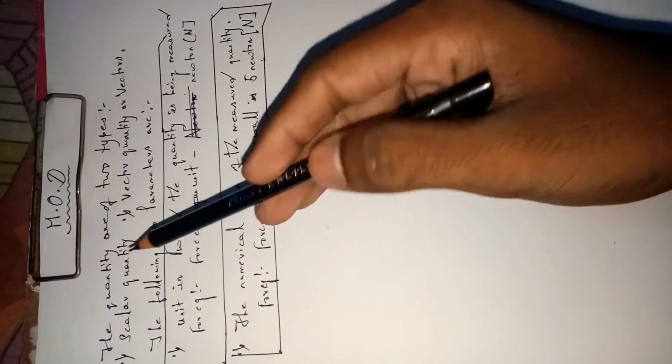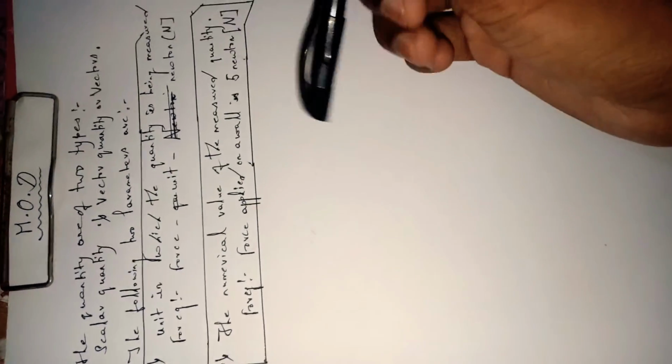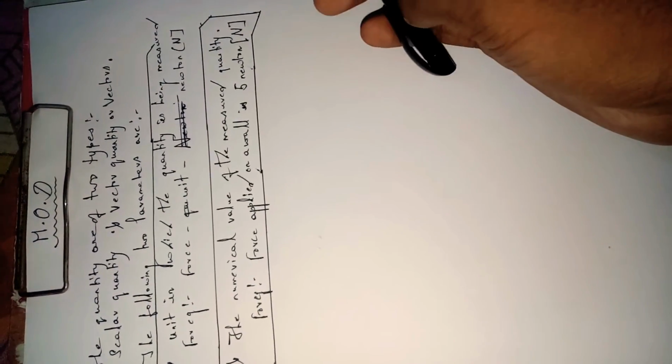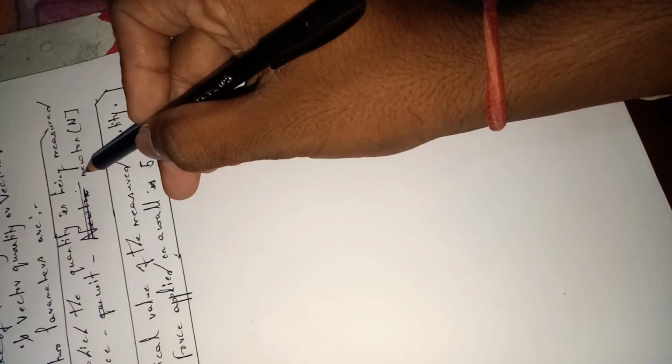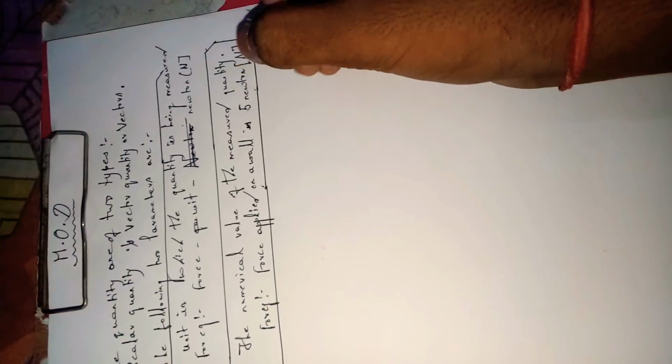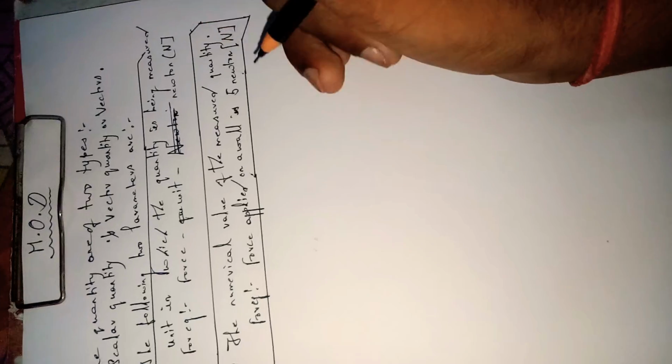Number one is the unit in which the quantity is being measured. For example, the unit of force is Newton, denoted by capital N. Number two is the numerical value of the measured quantity. For example, the force applied on a wall is 5 Newton. So basically these are the only parameters for a scalar quantity.